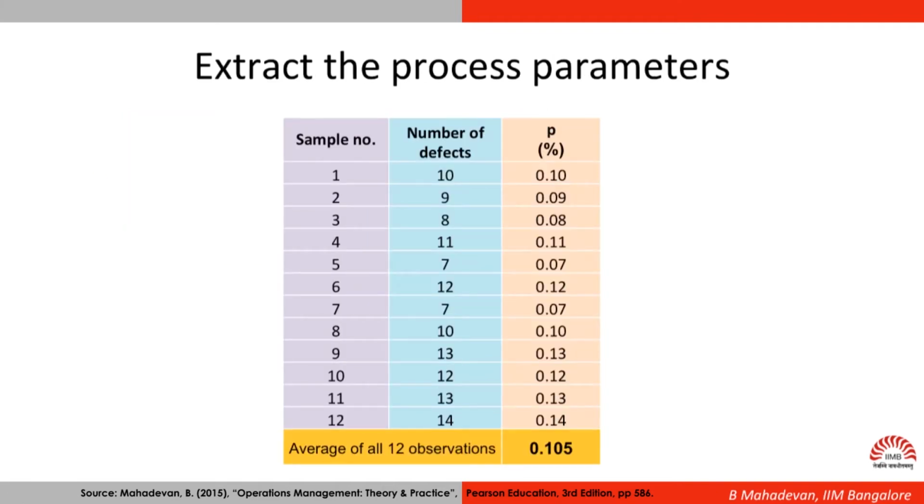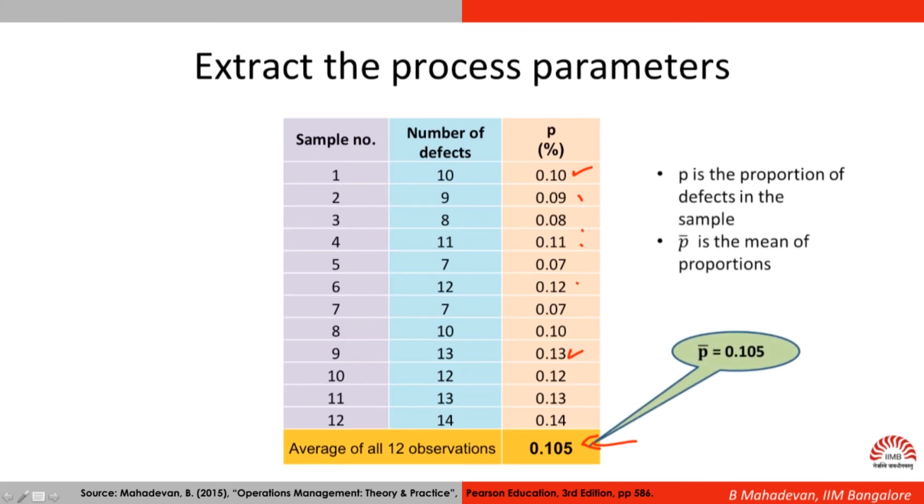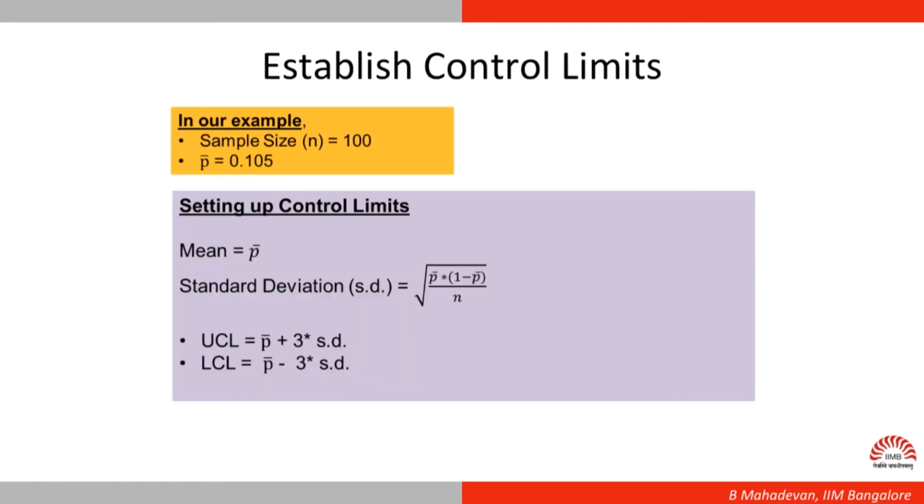So, we start computing the percentage; we convert it into proportion of defects. So, 10 on 100 is 0.1, 13 on 100 is 0.13 and so on. So, we convert the number of defects into proportion of defects, and as before we also take an average of all these, which is 0.105 here. So, p is the proportion of defects in the sample and p bar is the mean of those proportions. So, our p bar in this example is 0.105. Our sample size is 100.